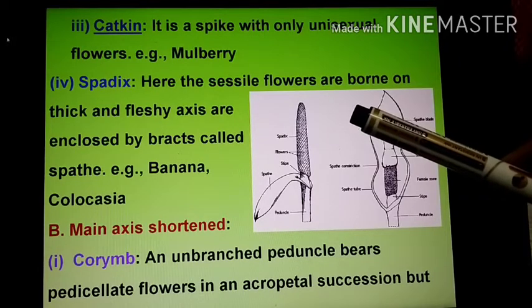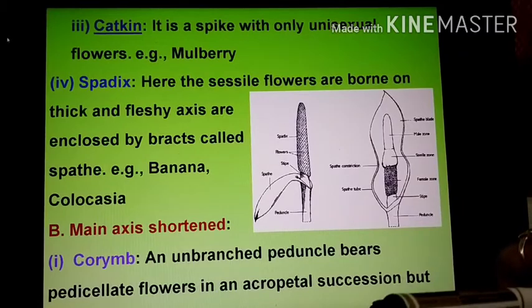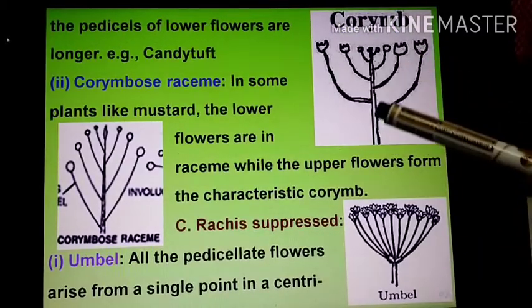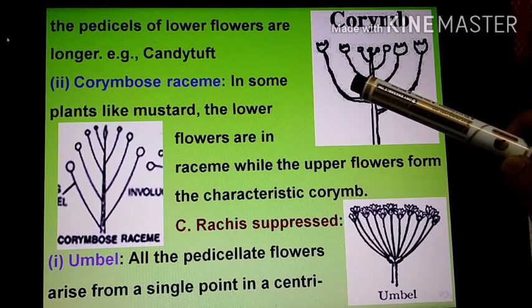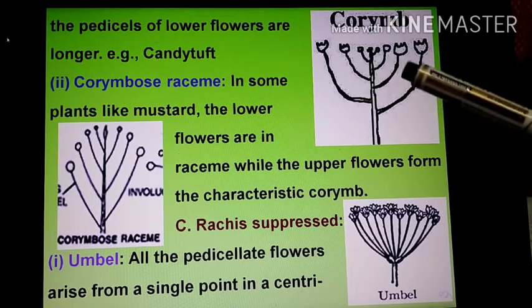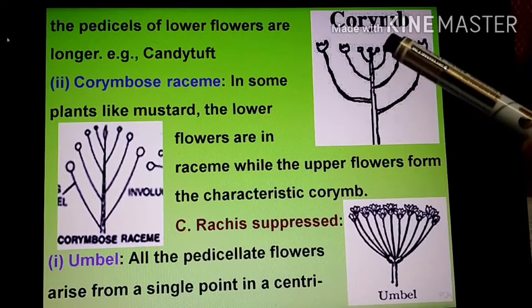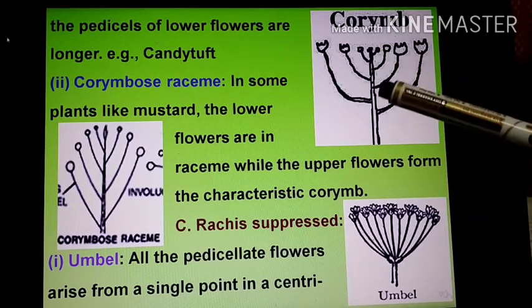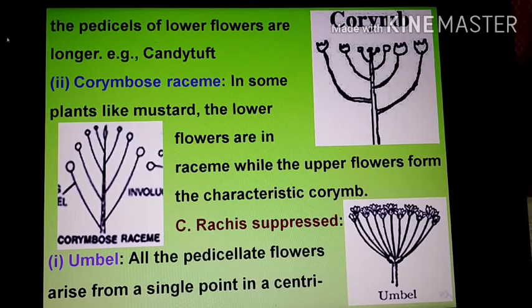rather gives rise to the lateral flowers. এটা আবার দুই রকমের, one is the corymb and one is the raceme. Corymb-এর মধ্যে পাবে main axis is not branched but bearing the lateral flowers in the acropetal succession, where the lower flowers have the longer pedicel, upper flowers have the shorter pedicel, so that almost all the flowers are coming into the same line, যেমন Candytuft, Iberis amara.